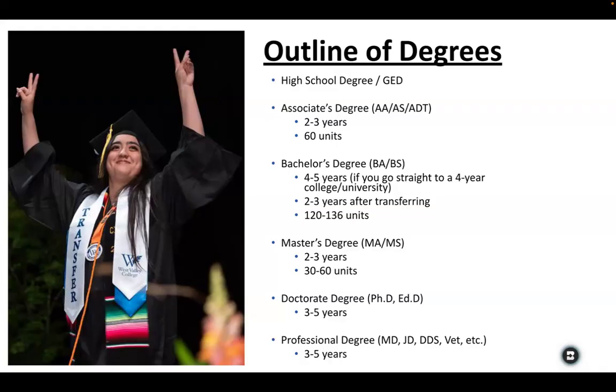Beyond a bachelor's degree are graduate degrees. You'll see down here a master's degree, a doctorate degree, and then other types of professional degrees that you maybe have heard of, an MD, a medical degree, a JD, which is typically related to law, a DDS, which would be like a dentist, and a vet. So typically, students can go straight from the bachelor's into either a master's or a doctorate or a professional degree, and it often depends on your career goals and what you're looking to do.